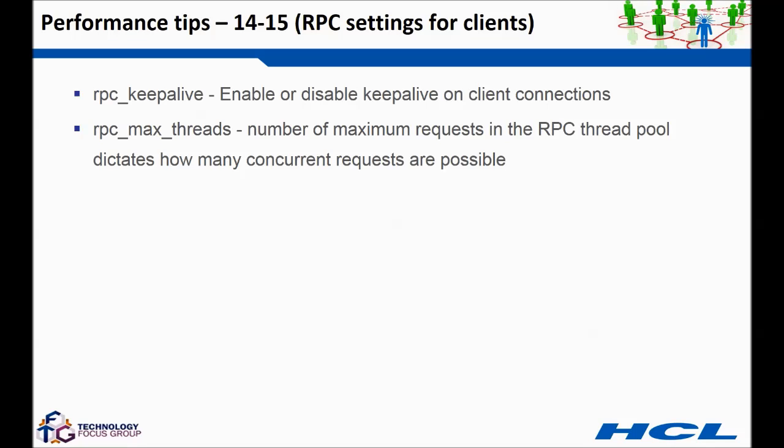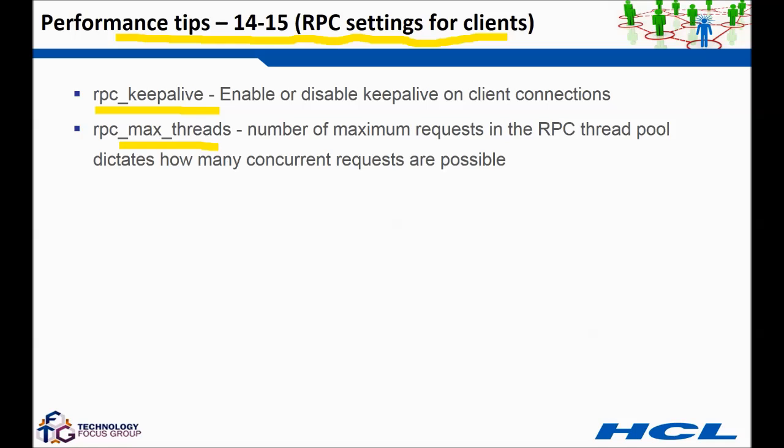These are the performance tips for your client connecting to Cassandra over RPC. One important setting is RPC keep alive. It will enable keep-alive connections for your client, so that the client can reuse the same connection instead of creating a connection every time. Then there is RPC max threads.